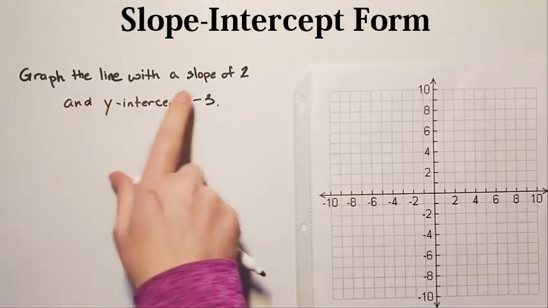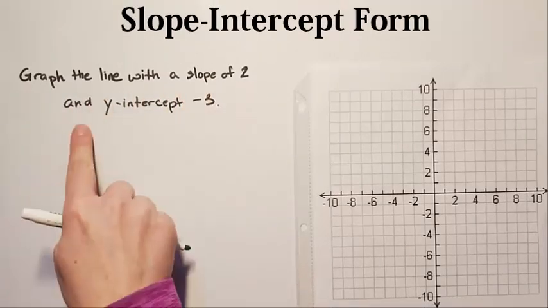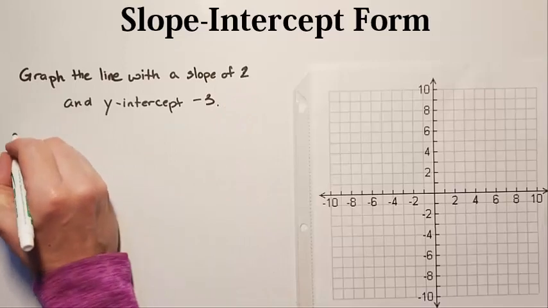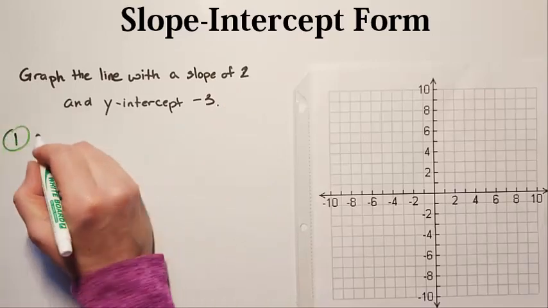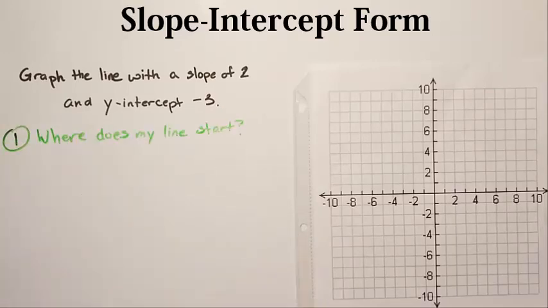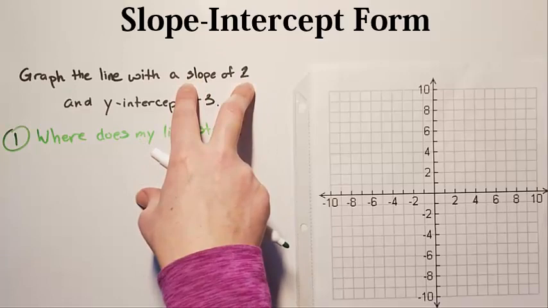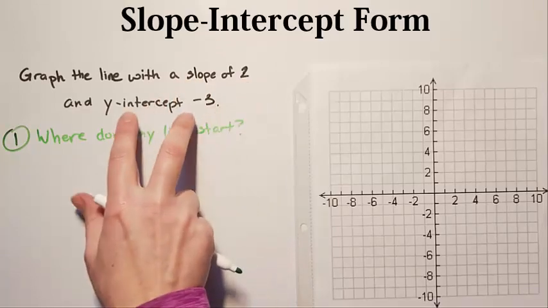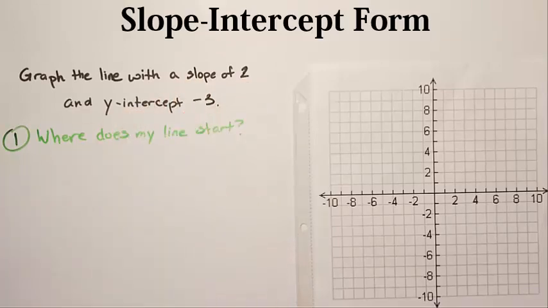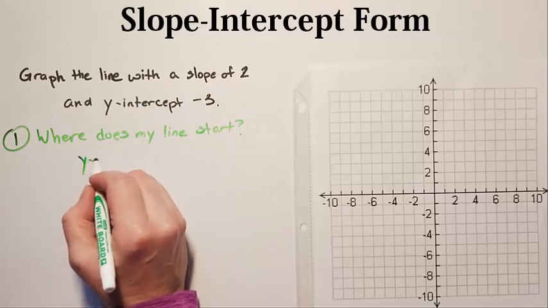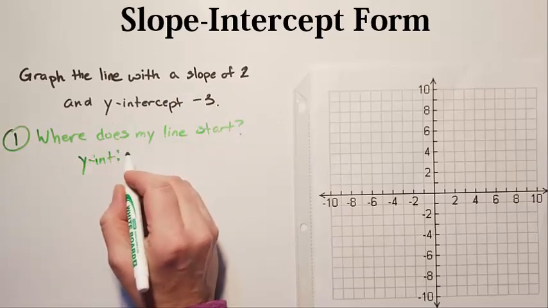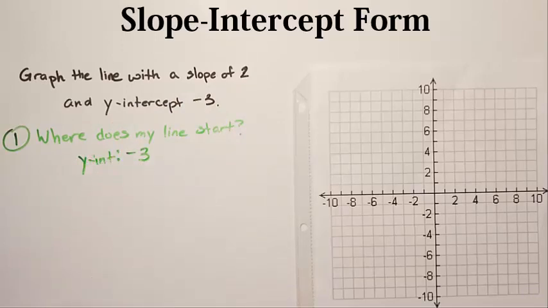So our new problem is to graph the line with a slope of 2 and a y-intercept of -3. The first thing we need to do is figure out where my line starts. So I've got to figure out where on my graph to start my line. Well, a slope of 2 tells me how I move across the line. That does not tell me where to start. The y-intercept at -3 tells me where I'm starting. So my y-intercept tells me where to start, and you told me my y-intercept was -3.